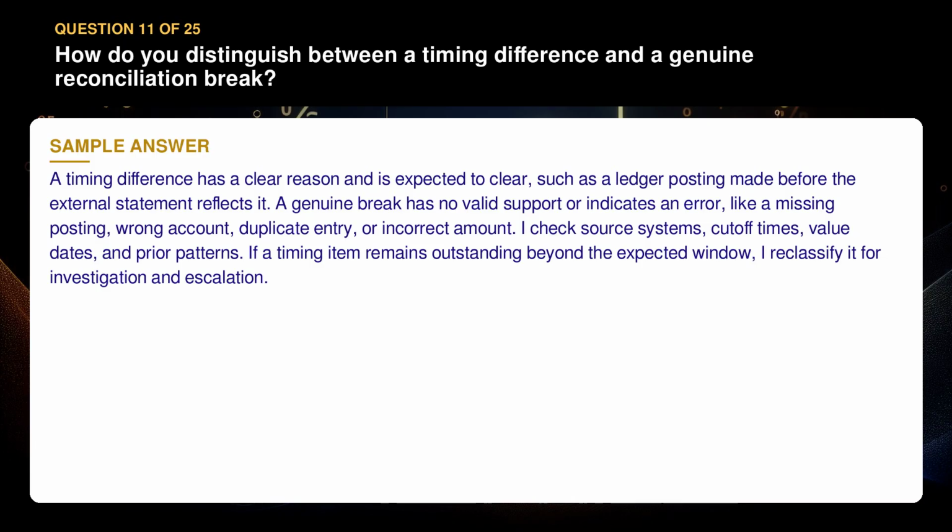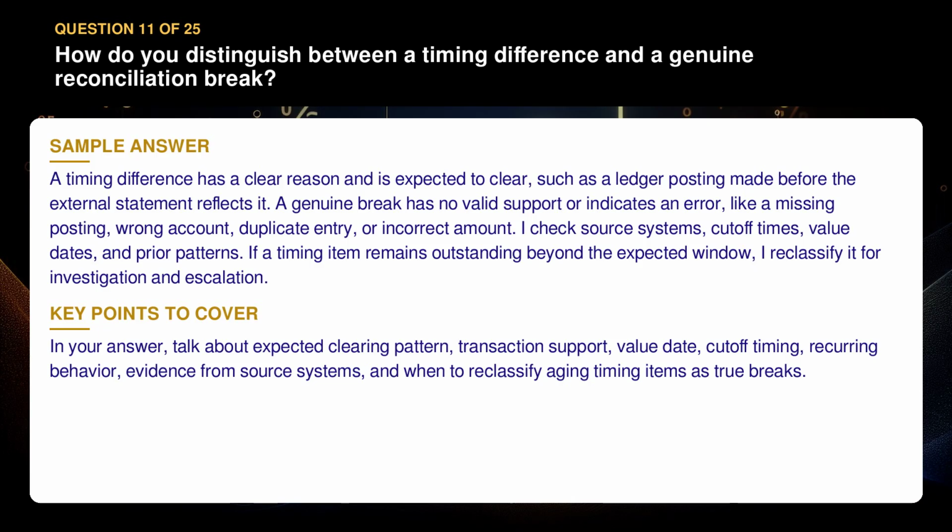I check source systems, cutoff times, value dates, and prior patterns. If a timing item remains outstanding beyond the expected window, I reclassify it for investigation and escalation. In your answer, talk about expected clearing pattern, transaction support, value date, cutoff timing, recurring behavior, evidence from source systems, and when to reclassify aging timing items as true breaks.